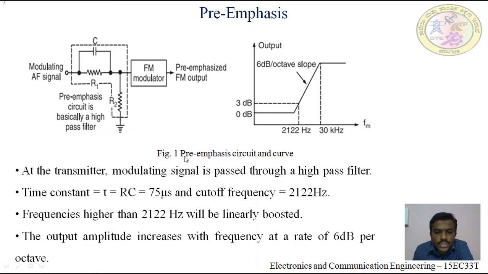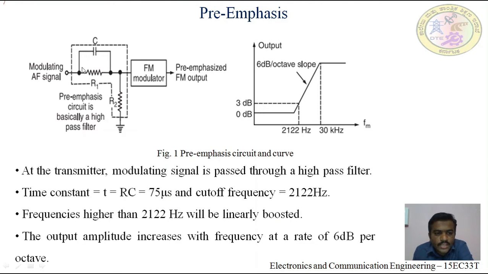Figure 1 shows the pre-emphasis circuit. Here we observe that the high frequency modulating signal, which falls in the range 20 Hz to 15 kHz, is first passed through an RC high pass filter. This RC high pass filter is nothing but the pre-emphasis circuit. This pre-emphasis circuit is placed before the FM modulation circuit.